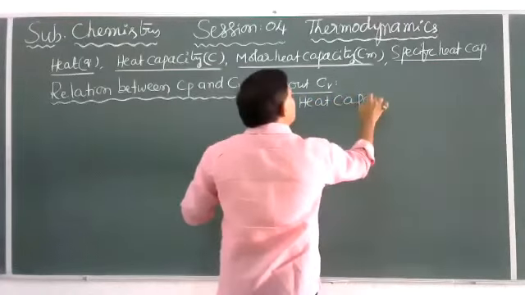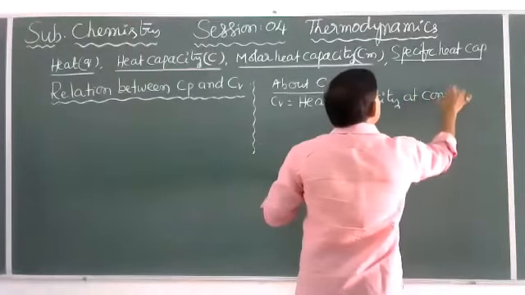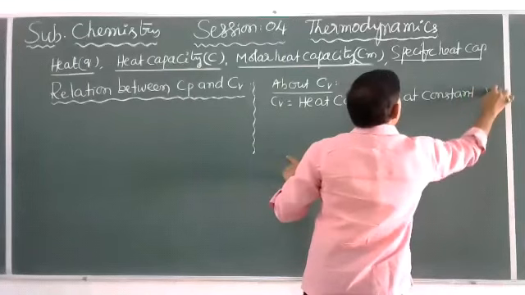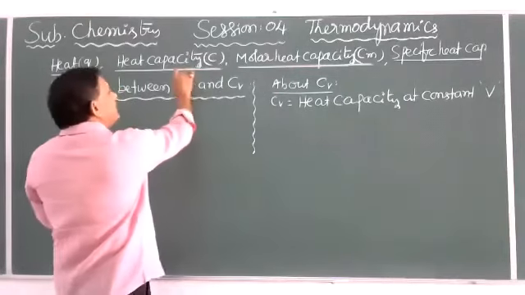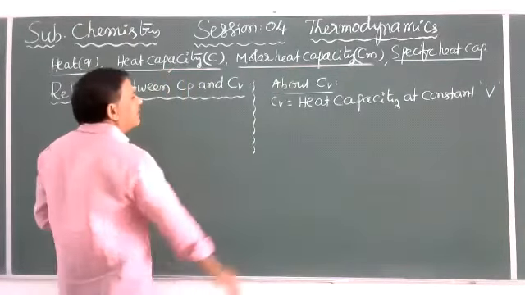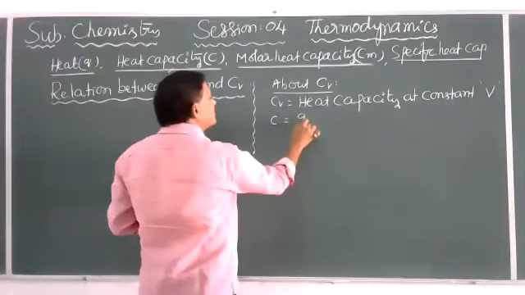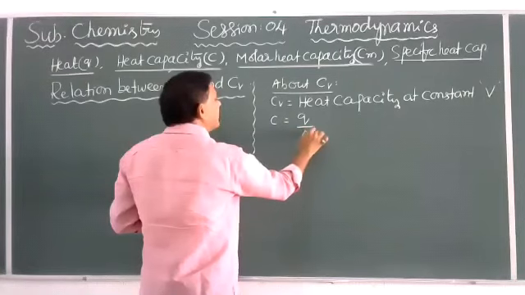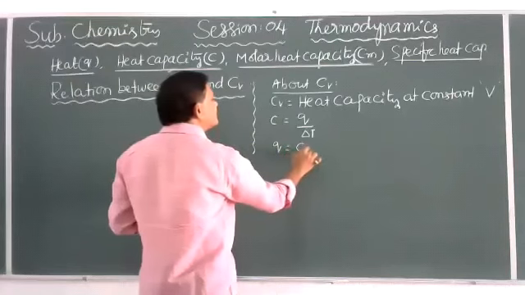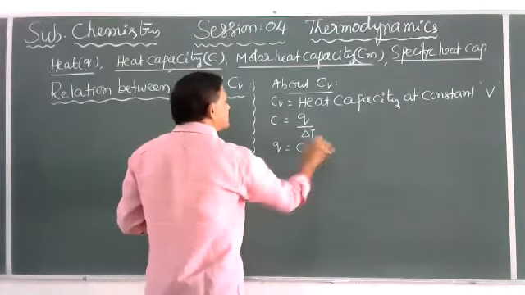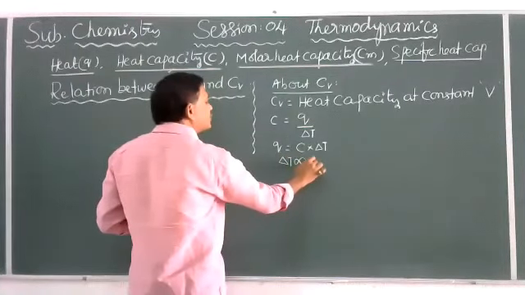heat capacity at a constant volume, at constant V. We know already heat capacity. Now here the heat capacity C is equal to Q by delta T, or Q is equal to C into delta T. Or delta T is directly proportional to Q.